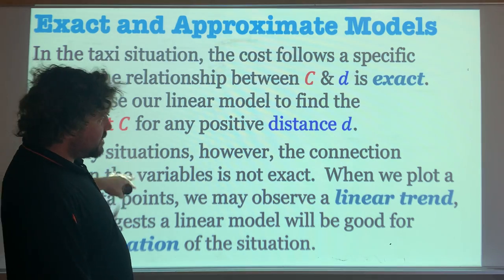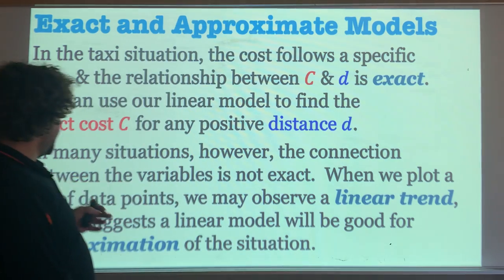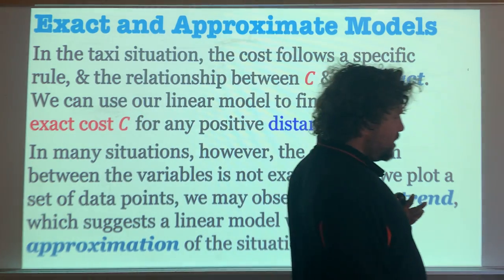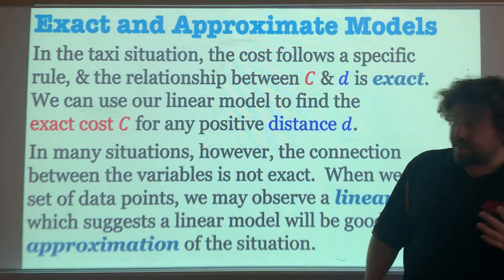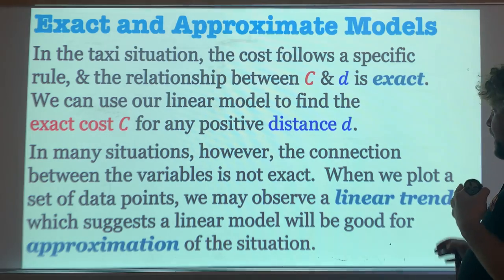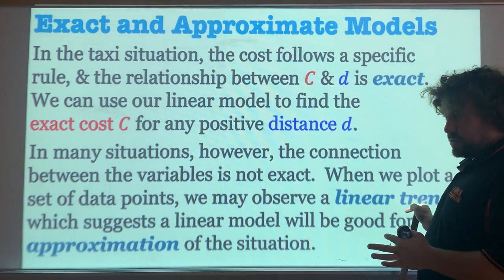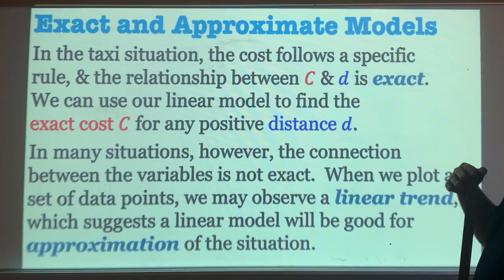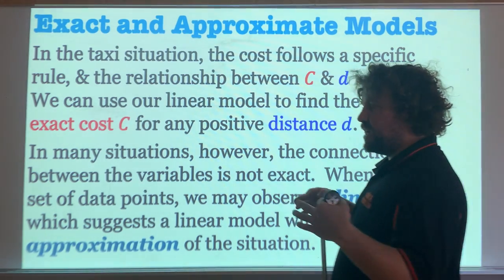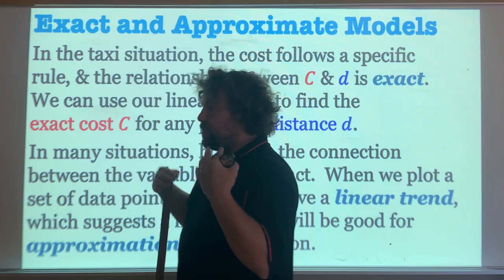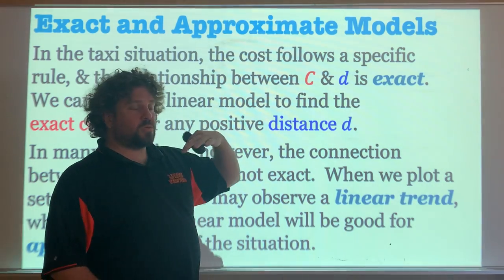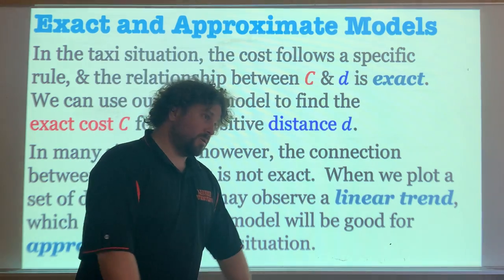In many situations, however, the connection between the variables is not exact. It's an estimate, okay? So when we plot a set of data points, we may observe a linear trend. That trend suggests a linear model, which will be good for an approximation of the situation. So you're not getting an exact answer, you're getting an approximate answer, which is still good because we're not going crazy. We just want, say you want to know about what it will cost, and that's a good answer.